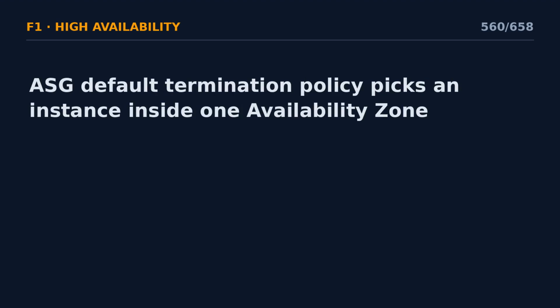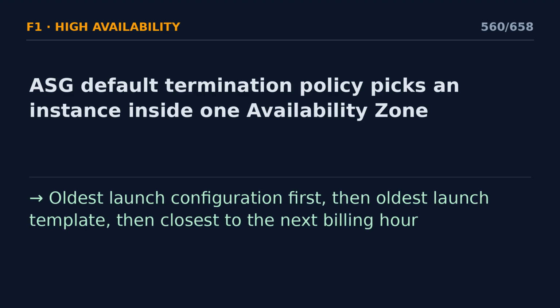Auto Scaling group default termination policy picks an instance inside one availability zone. Answer: oldest launch configuration first, then oldest launch template, then closest to the next billing hour.